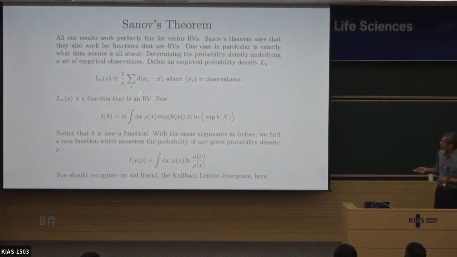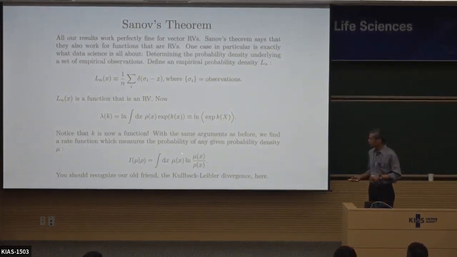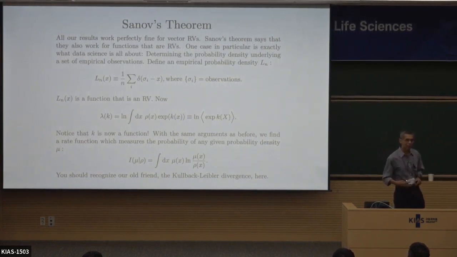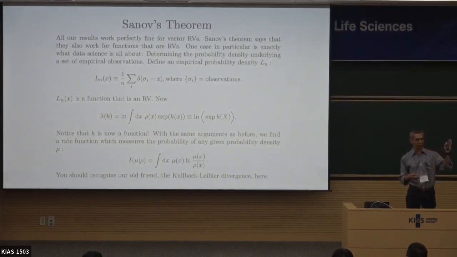So what I've just argued for you is that this same set of ways of computing the rate function applies if you have vectors of random variables or you have a function which is a random variable. It's the same technique, nothing different. Now, one thing interesting to note here is that mu is the value of the random variable that we're asking the probability of. Rho happens to be the true density. Many of the applications of this are where we want to find out what is rho. And what this is telling us is that the rate function, which tells us how far our empirical density mu is from the true density, is given in this form.